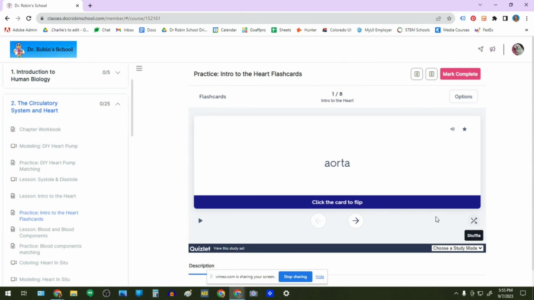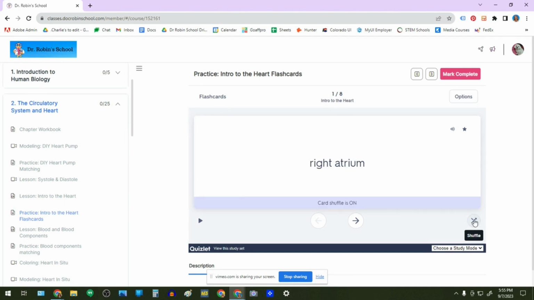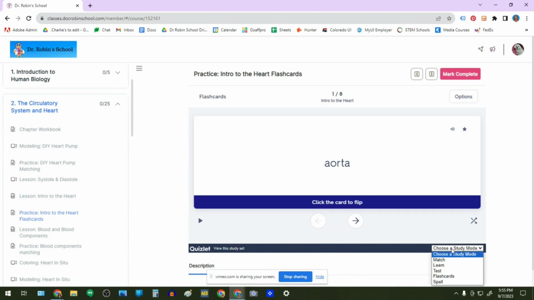So one thing we can do is we can shuffle the order by clicking down in the bottom right hand corner. So now it's going to shuffle, or I can unshuffle just by clicking that back and forth. The next thing is that I can choose a different study mode. So if I don't want to do flashcards, I want to do matching instead, I can do that.